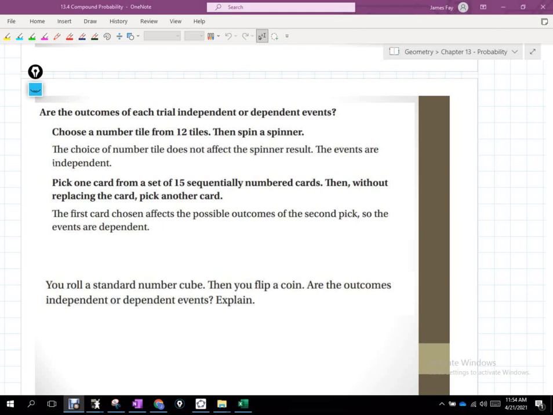If I pick one card from a set of, say, 15 sequentially numbered cards, so that means they start at 1 and go to 2, go to 3, go to 4. Pick one of those cards. Then without replacing it, so I take that card, I pick one card, put it in my pocket. Then I pick another card. Okay, so the scenario here is, let's say we've got cards 1 through 15. And I want to know what is the probability that, on your second pick, after you pick a card and put it in your pocket, you pick a 3.